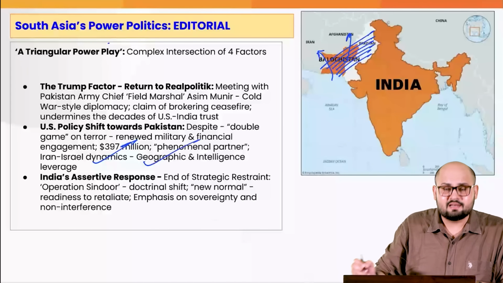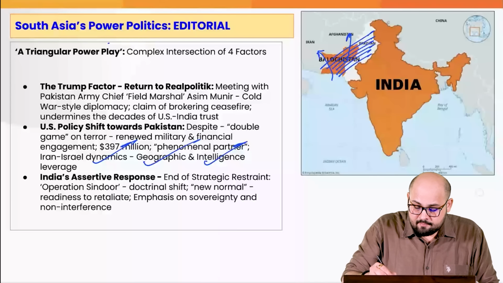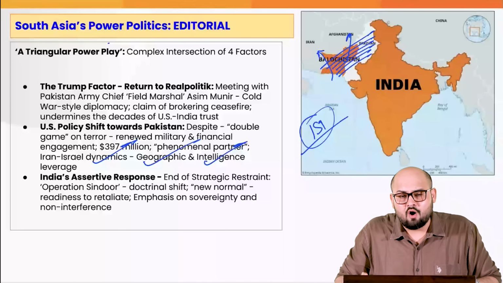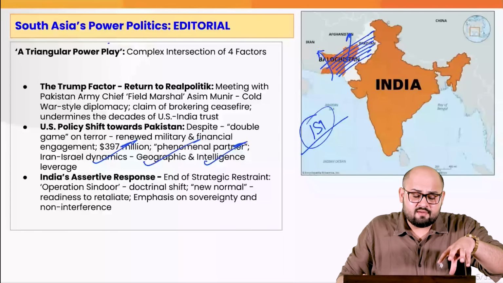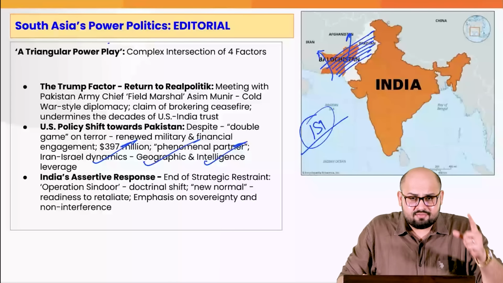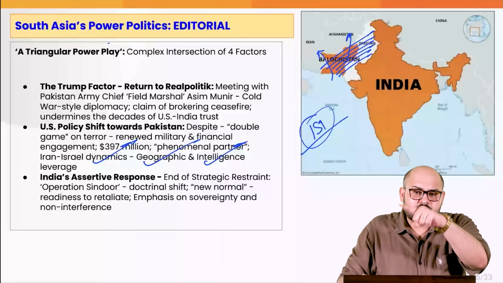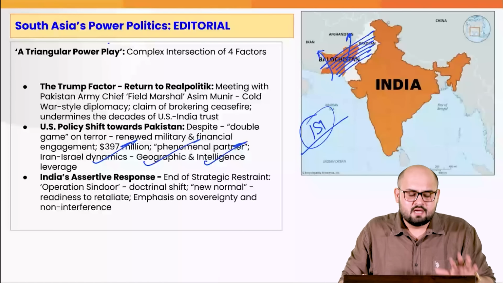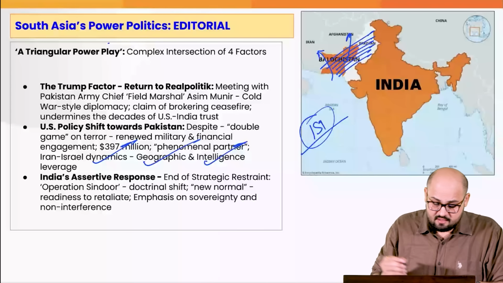Geographic and intelligence leverage. See, whether you believe it or not, when we talk about the ISI, the external intelligence wing of Pakistan, it is a very important and a very strong organization. It has a very strong intelligence backup. And that is the reason that the US wants to utilize the intelligence framework which the ISI has, right? So again, both these points are important, the geographical location as well as the intelligence leverage.